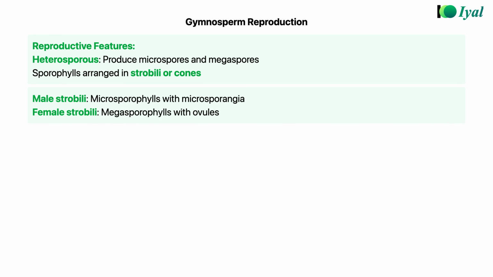There are two types of strobili. Male strobili, also called microsporangiate strobili, contain microsporophylls bearing microsporangia. Female strobili, or macrosporangiate strobili, have megasporophylls bearing ovules or megasporangia. In Pinus, both male and female cones are borne on the same tree. But in Cycas, male cones and megasporophylls are borne on different trees, so they're dioecious.